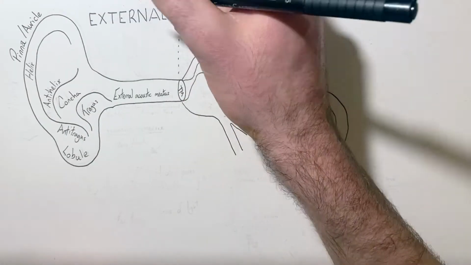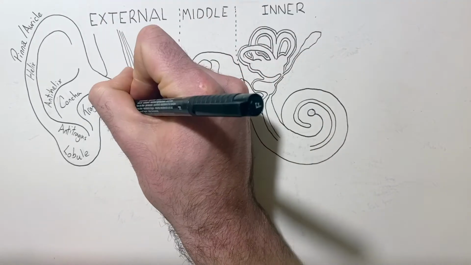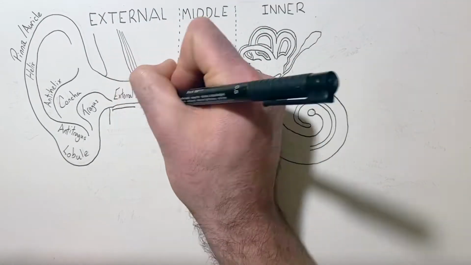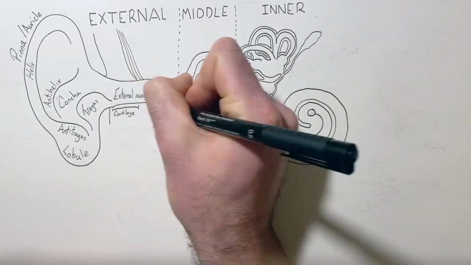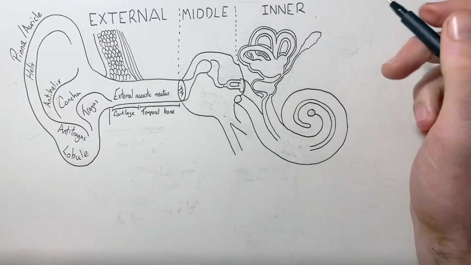The external acoustic meatus directs sound down to the tympanic membrane. The first third lies within cartilage, and the second two-thirds within the temporal bone. After that we have the tympanic membrane, but I'm going to talk about that in a minute after I've gone over the middle ear.